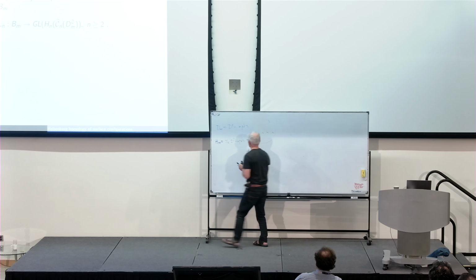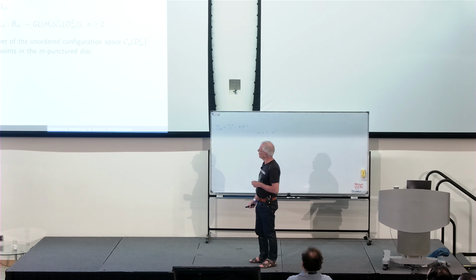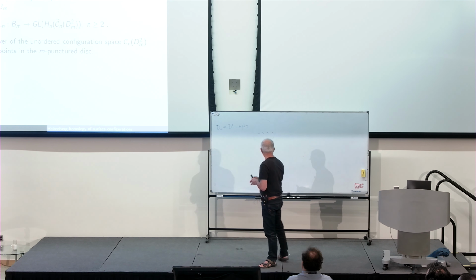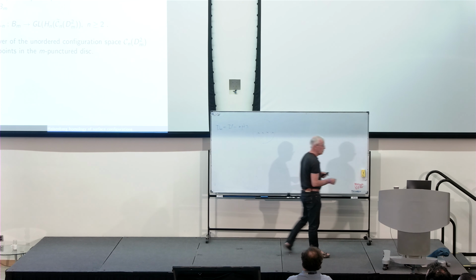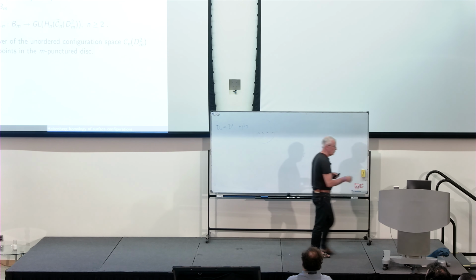Okay, let's go further. I will give for surfaces. So we are working with this representation. So here, this Cn tilde of D2m are a configuration in this disk. So you take, for example, 2 points.